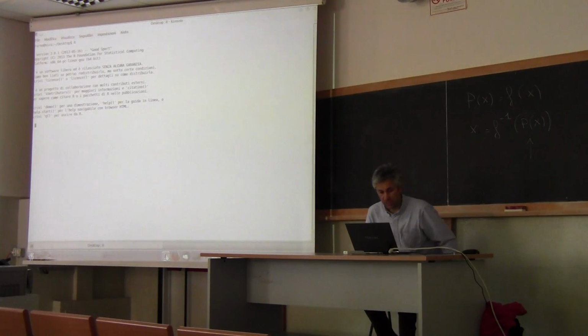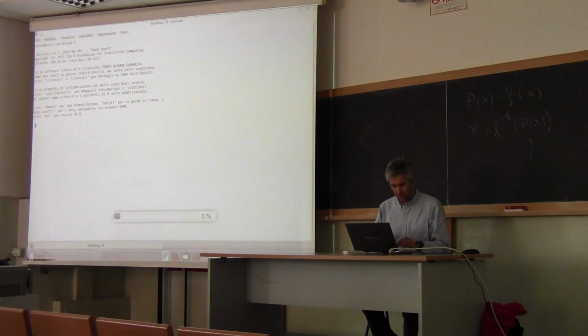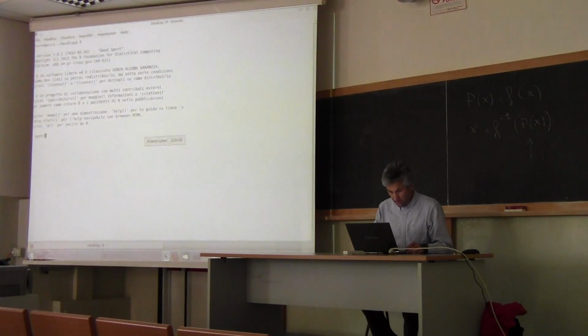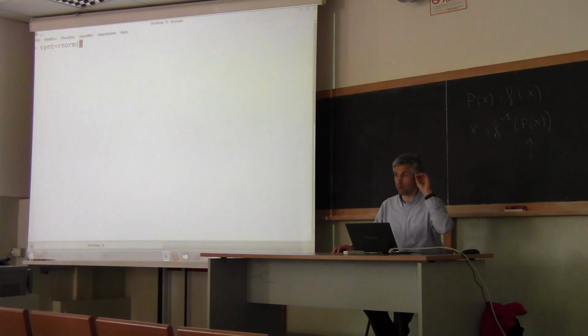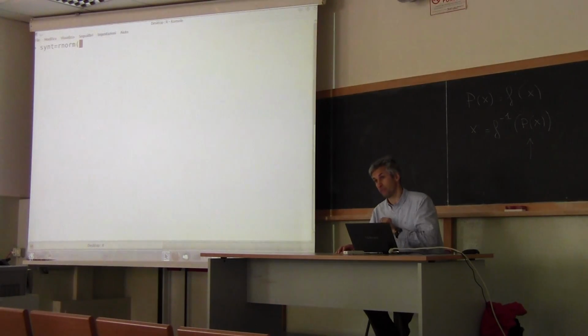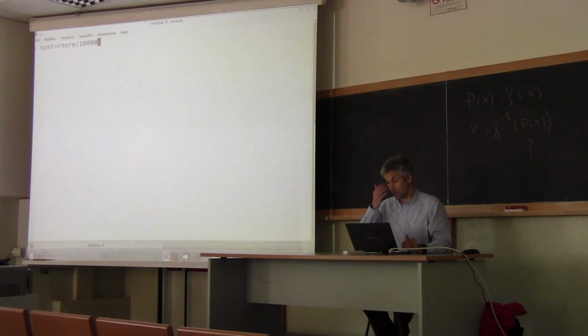So let me use a name for a variable like synt, synthetic, equal to, this is going to be a vector. So synthetic is equal to, rnorm is the function for generating data from a normal probability distribution. It's called rnorm because it means random from normal. So rnorm, let me put 10,000, which is the number of data that I want to generate.